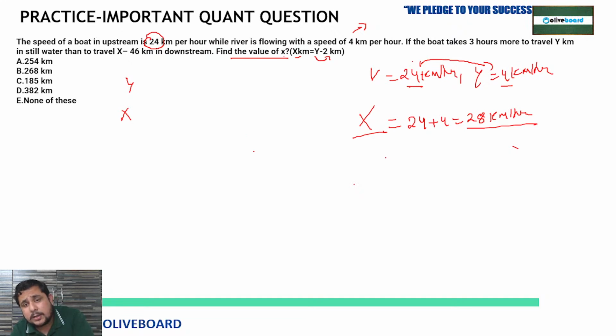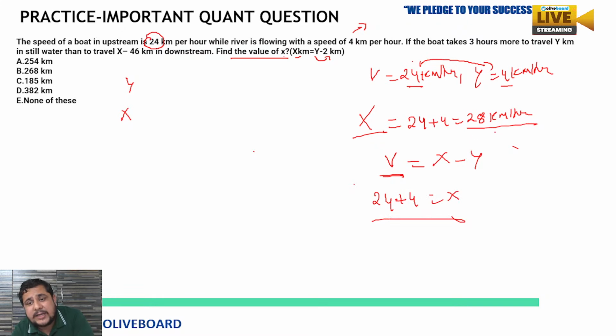Because see, in upstream, the speed of the boat is equal to x minus y. Now you know the upstream speed, that is 24. You know the speed of the river, that is 4. So 24 plus 4, you will get x, that is 28 now.